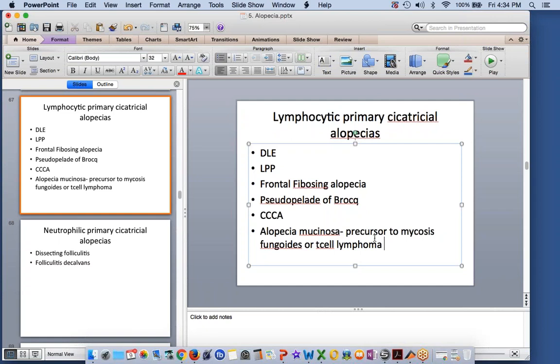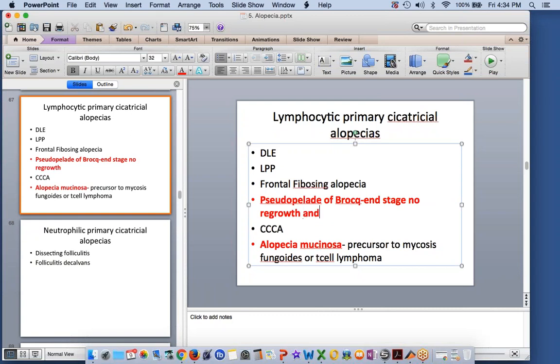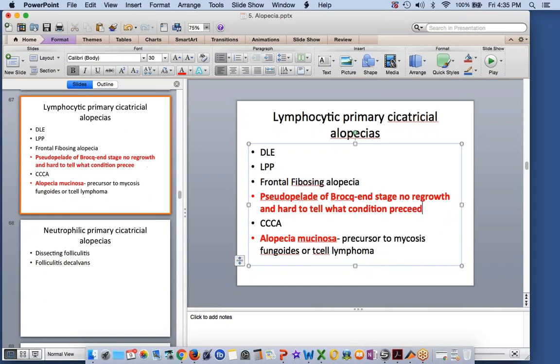Okay. It's something that needs to be observed. There's a lot of mucin in the biopsy specimen, and that's how one diagnoses it. Pseudopelade is basically thought of as being an end-stage type of scarring alopecia, meaning that you're never going to get any regrowth of hair. End stage, no regrowth, and hard to tell what condition preceded it.